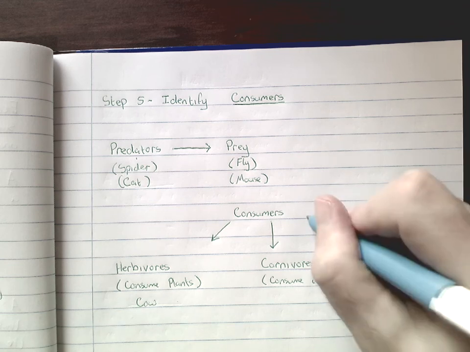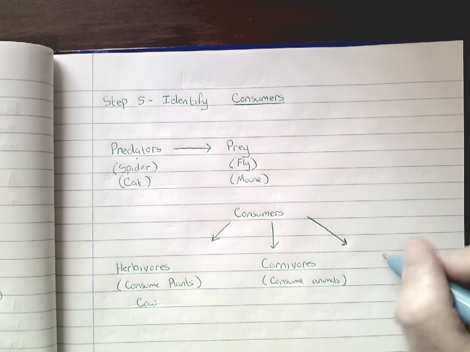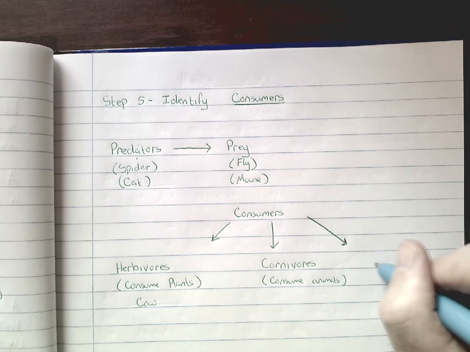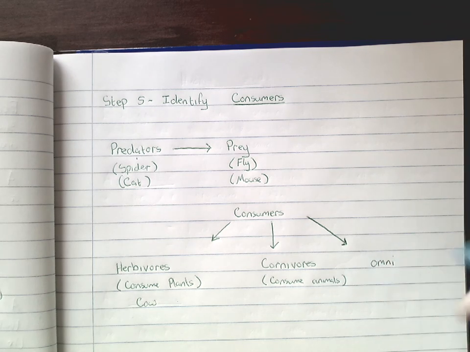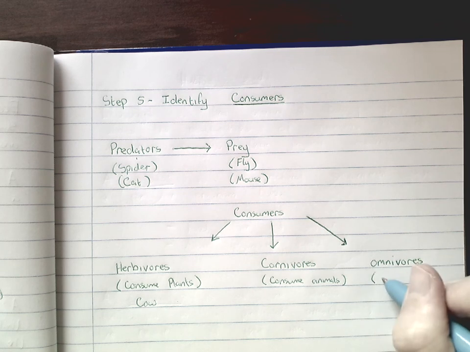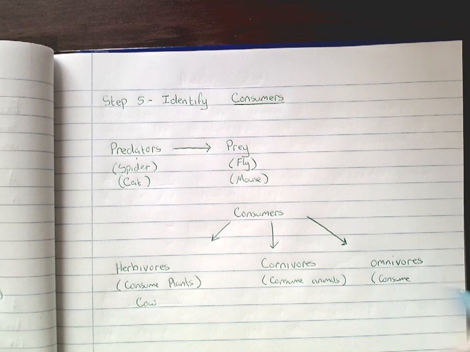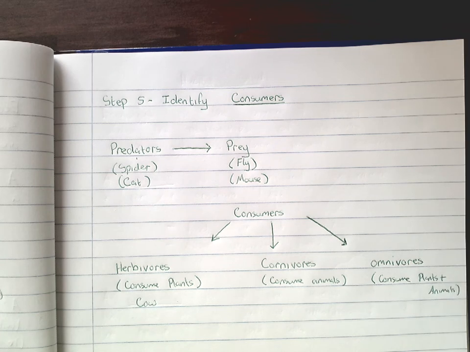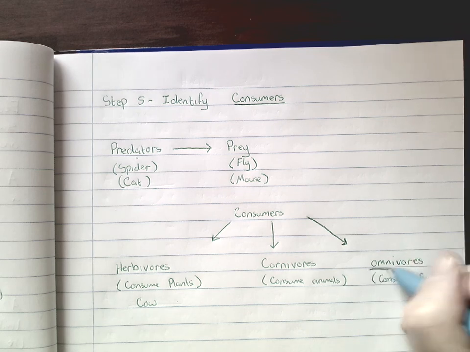And then we have these other guys, which are known as omnivores. Omnivores will consume both plants and animals. So for example, some of us are omnivores. If you eat plants and animals, if you eat vegetables and meat, for example, you are what's known as an omnivore.